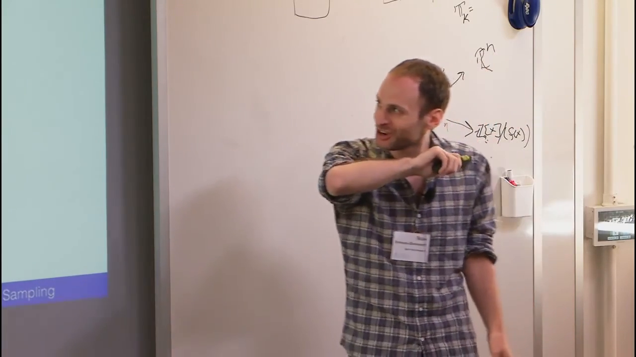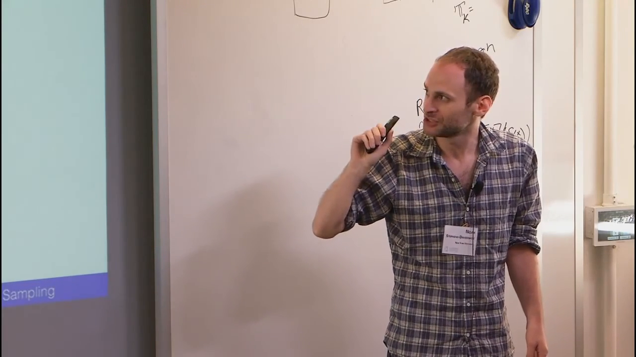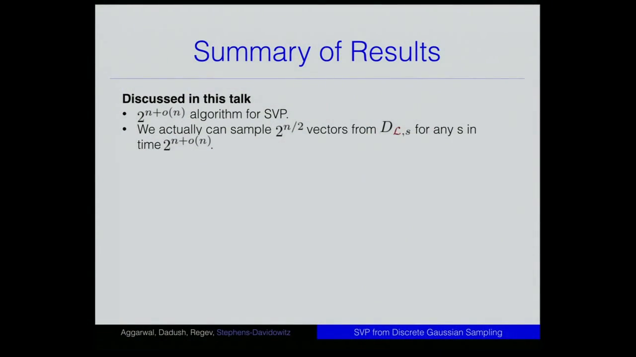So I showed you in this talk a 2 to the n time algorithm for SVP. I actually showed you something slightly better, which is a 2 to the n time algorithm for discrete Gaussian sampling for any parameter s that actually gives you 2 to the n over 2 vectors. So this is sort of an amortized algorithm, but just to hammer this point home, we don't get one vector in time 2 to the n over 2. We get 2 to the n over 2 vectors in 2 to the n time.